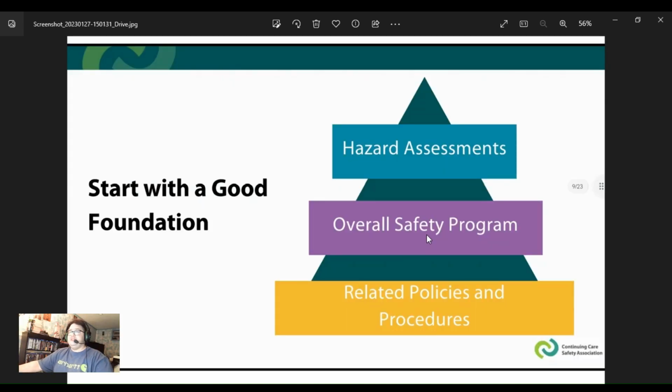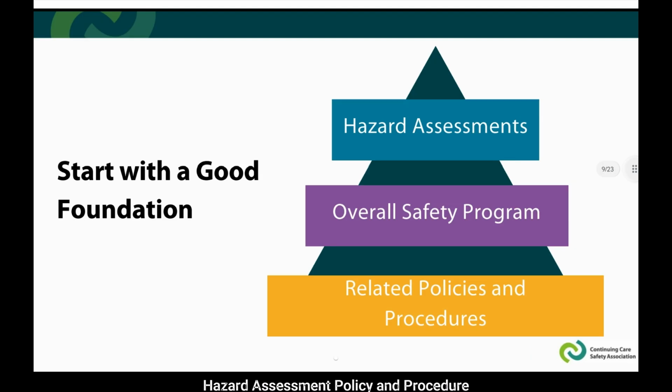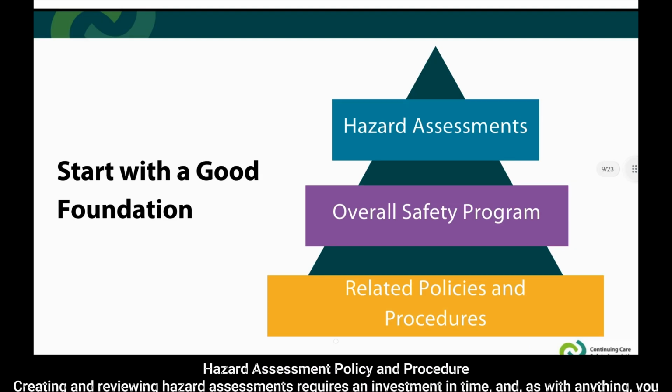And start with a good foundation. All right, Amber, give us the minutia, the micro details. Oh boy, my time to shine. Look ma, I'm famous. Hazard Assessment Policy and Procedure.